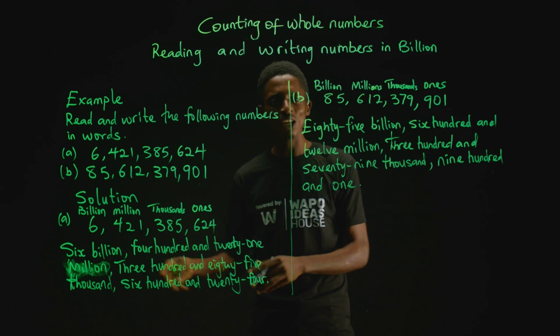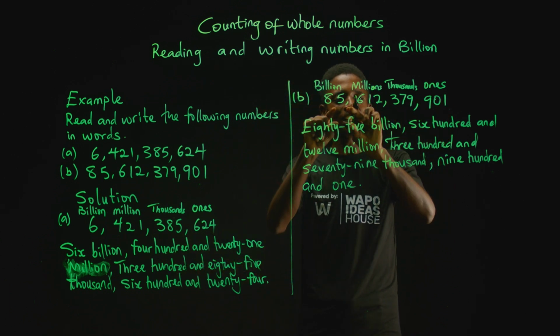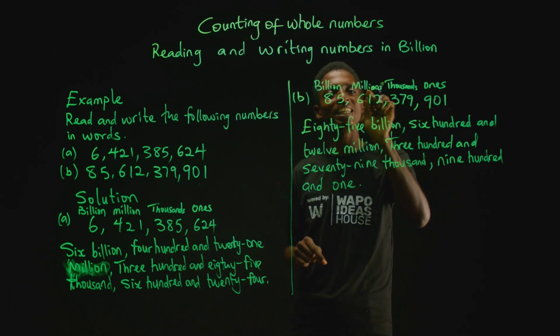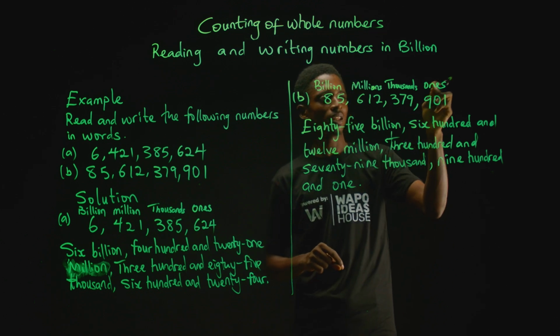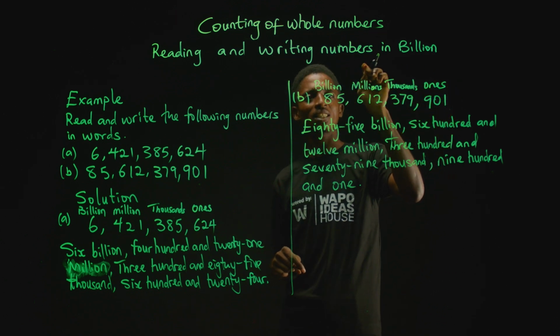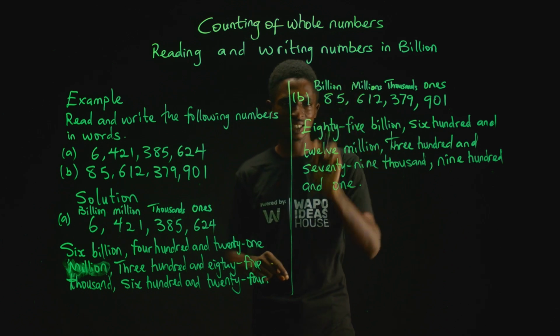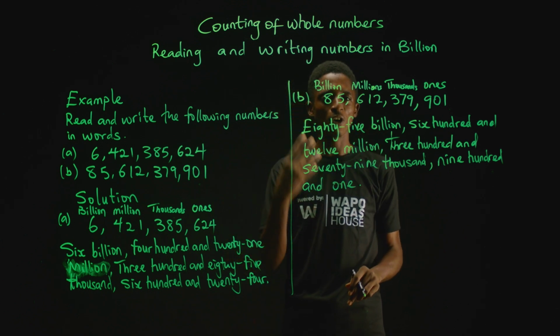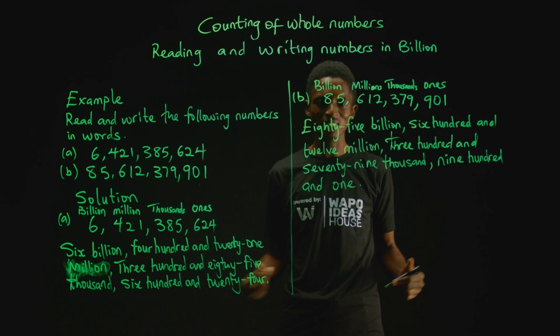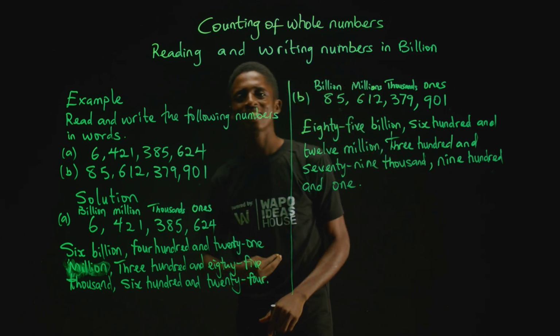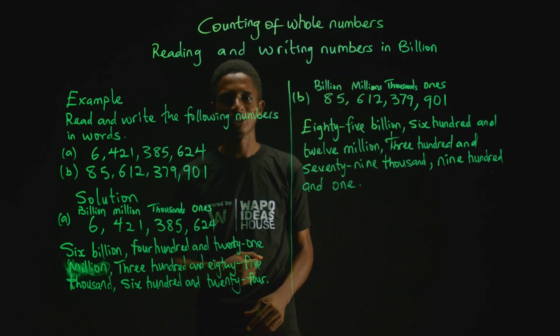Do not forget how to do this. You first split your numbers just as it is in threes and then give them their individual place values: the ones, the thousands, the millions, and billions. Then you read the digits followed by their place value, just as we have done. Try this with other numbers around you. Thank you.